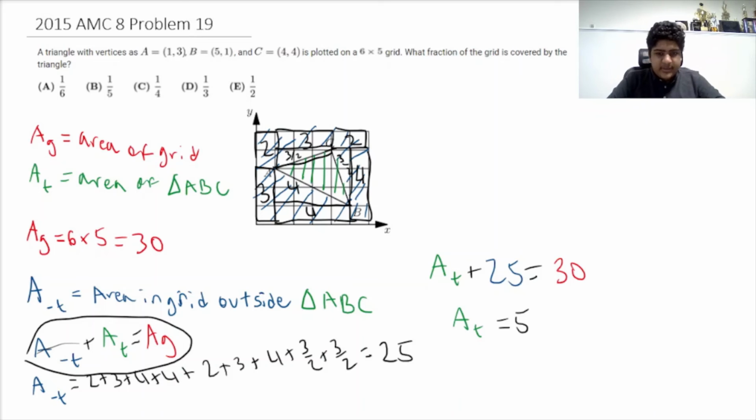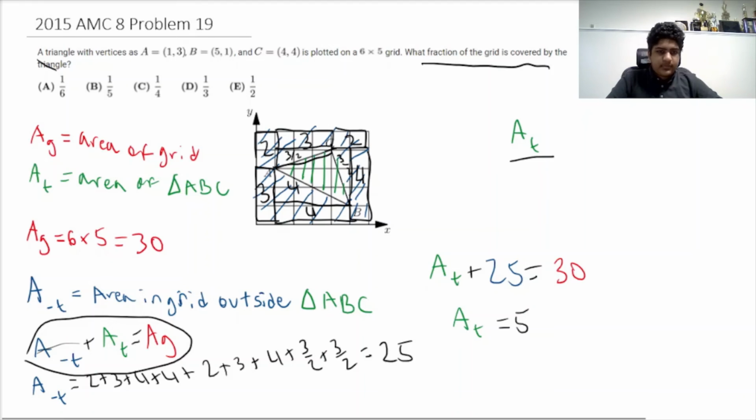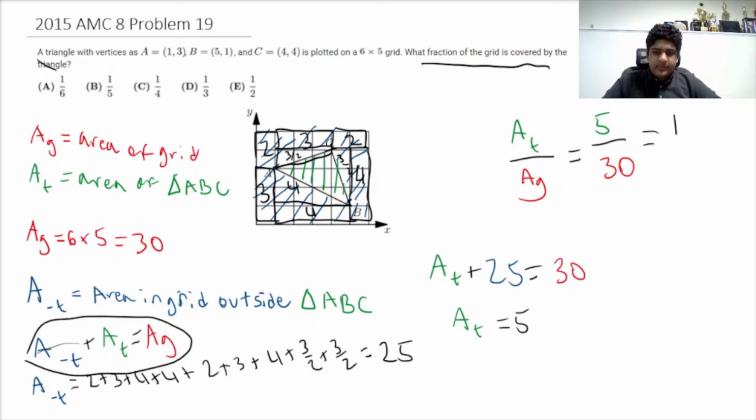But looking back at the question, we want to know the fraction of the grid covered by the triangle. And that fraction is just going to be AT over A sub G. And this is going to be equal to 5 over 30, which is going to be an answer of 1 over 6. Looking back at the choices, we see that 1/6 is choice A, and we are done.